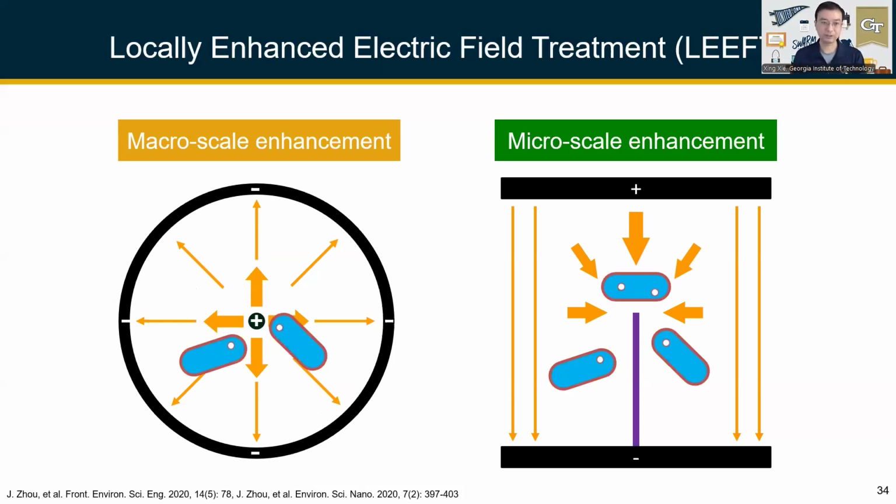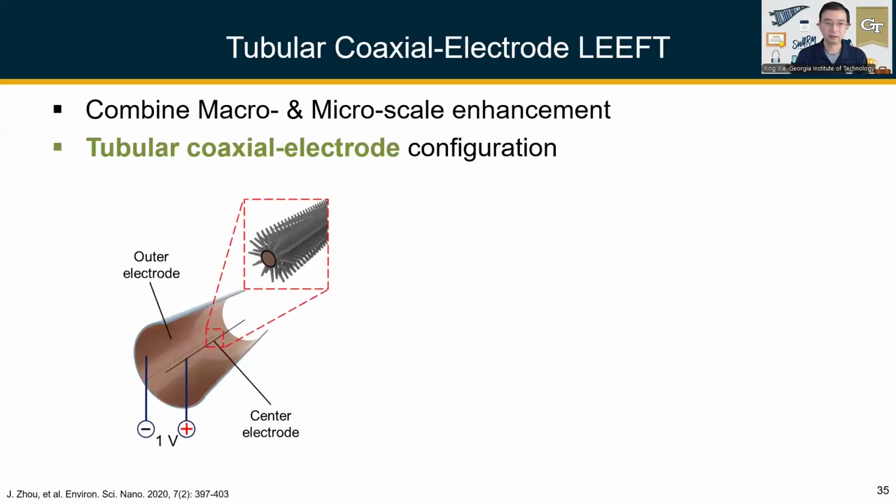Both of these strategies aim to locally enhance the electric field strength, so that at certain locations the electric field strength is very strong. We can then transfer the microorganisms to these regions so they can be inactivated. Combining these two strategies, we have developed what we call the tubular-shaped coaxial electrode configuration of the LEEFT device. As you can see here, we have a center electrode and an outer electrode. For the center electrode, we further modify the surface with these kinds of tip structures.